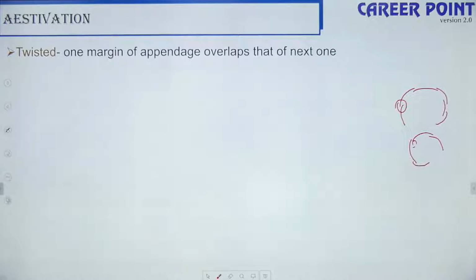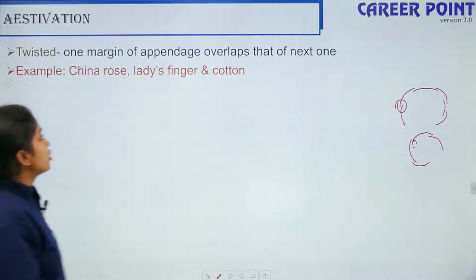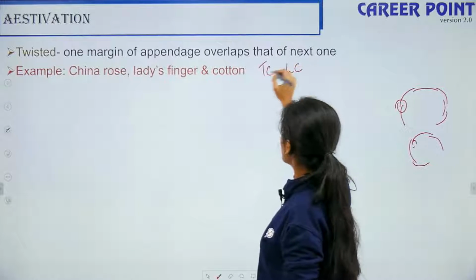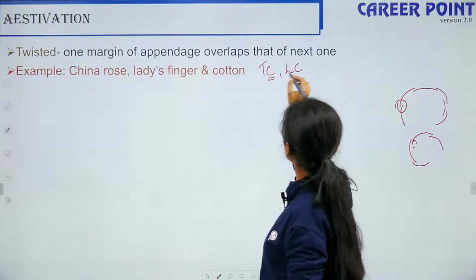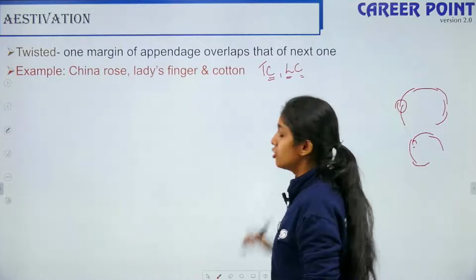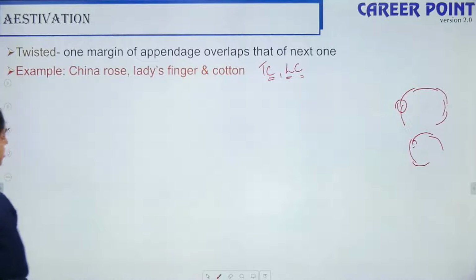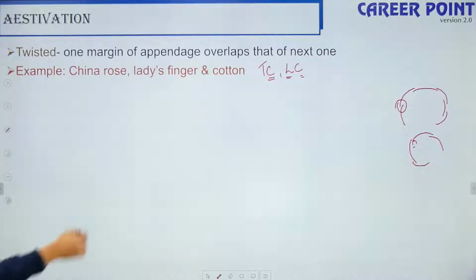So twisted, one margin of the appendage overlaps the next one. Fine. So examples are China rose, lady's finger and cotton. So this shows twisted estivation. So remember TCLC. So twisted estivation, China rose, lady's finger, cotton. So remember TCLC. You can remember hibiscus also, THLC, so whichever way you want.